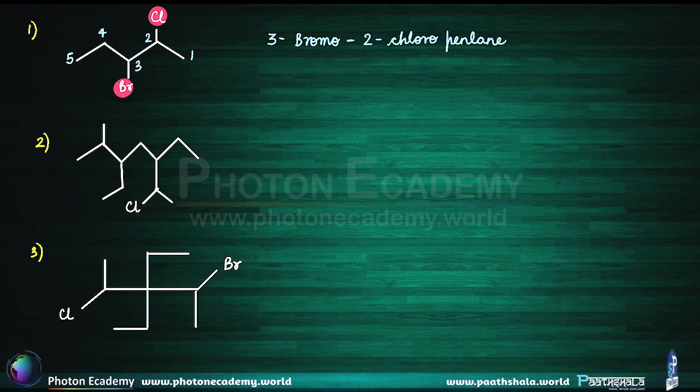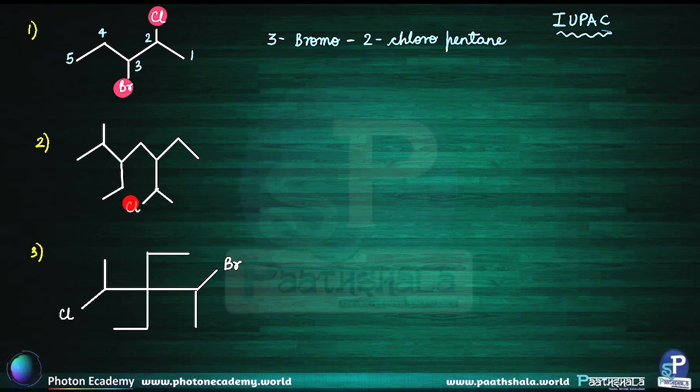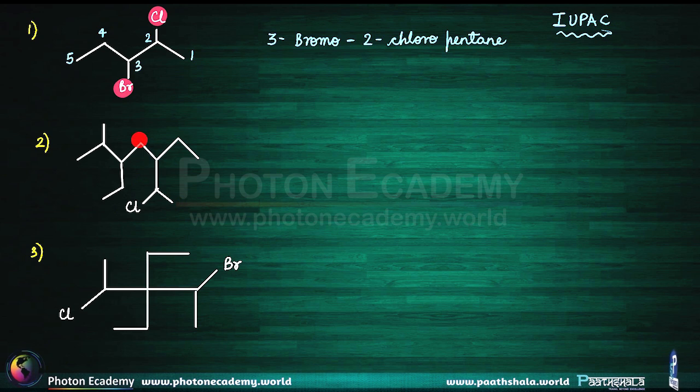So this is the IUPAC name. Next, we have this particular one, we have chlorine over here and we have such a long chain. So we have to find out the longest principal chain. That will be our principal chain. If we start from here, we have 1, 2, 3, 4, 5, 6, and 7 carbons. That will be the highest for this. So let us start 1, 2, 3, 4, 5, 6, and call it 7.